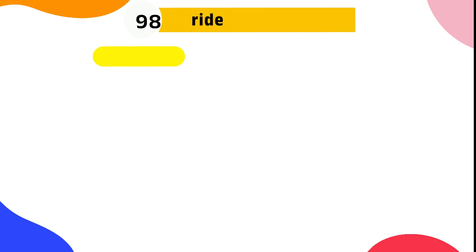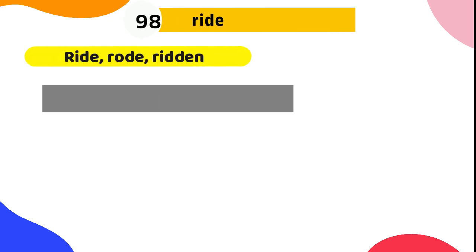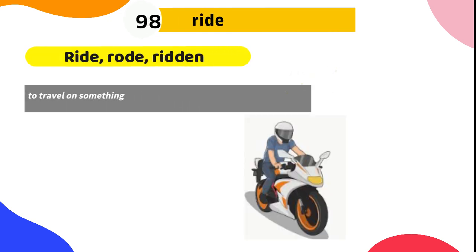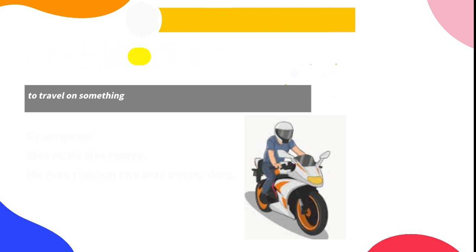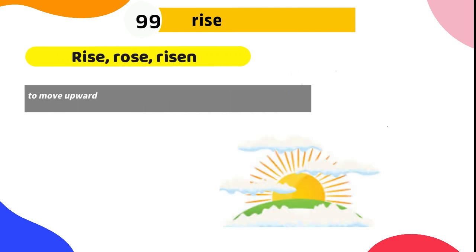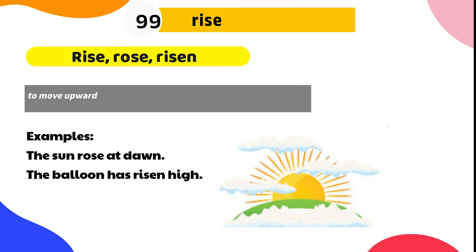Ride, rode, ridden. Meanings: to travel on something, to be carried. Examples: she rode the horse. He has ridden the bus every day. Rise, rose, risen. Meanings: to move upward, to increase. Examples: the sun rose at dawn. The balloon has risen high.